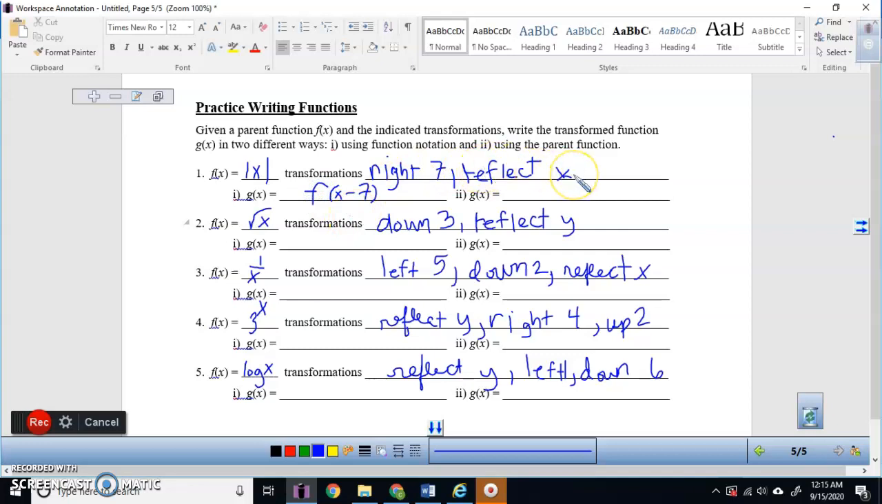I also want to reflect this over the x-axis. In order to do that, from your lesson that you did on your own on reflections, it's going to be a negative on the outside here in front of the f. Okay, this should be my final answer for my g of x in function notation. We're now going to do g of x a second time, and we're going to do it using the parent function instead this time. So same thing with the parent function. This is going to be absolute value of x. But that minus 7 needs to be on the inside where that x is. So I'm going to put the minus 7 on the inside. And I'm simply going to put a negative on the outside. Okay? So this should be correct.